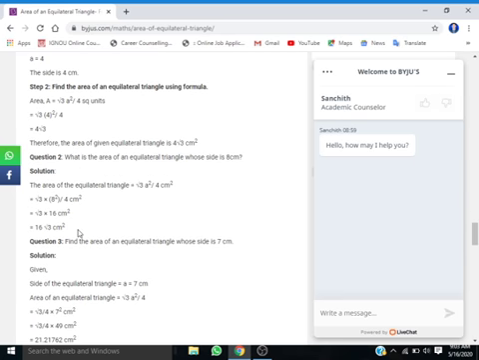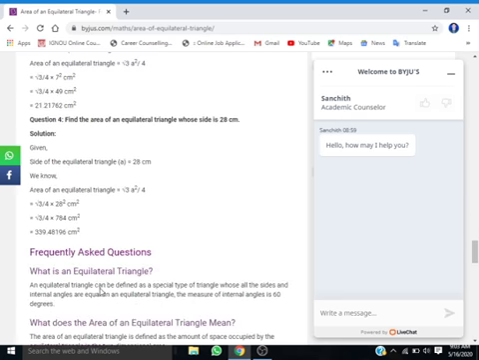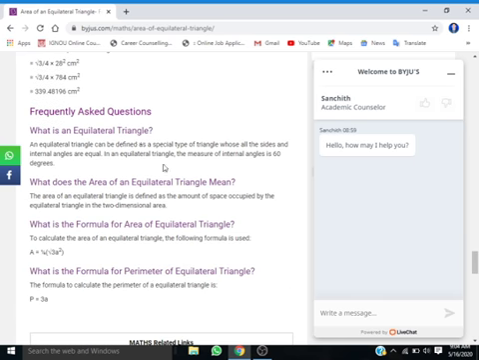On the same pattern you can solve all questions on equilateral triangles, because the equilateral triangle is the most important part of geometry and mensuration, one of the most important types of triangle. So I have discussed what an equilateral triangle is. All sides must be equal and angles equiangular, that means each angle equals 60 degrees.